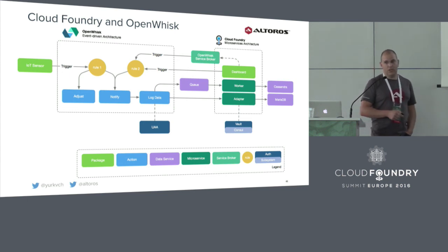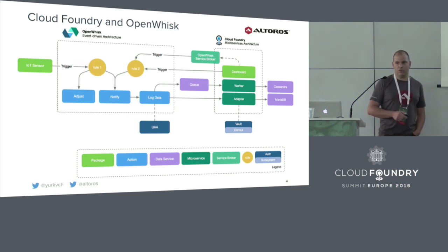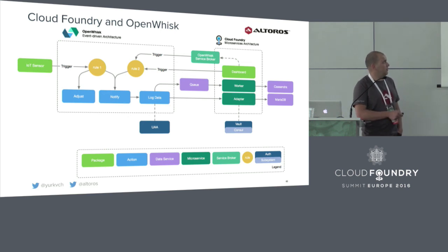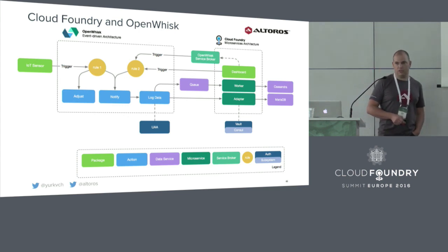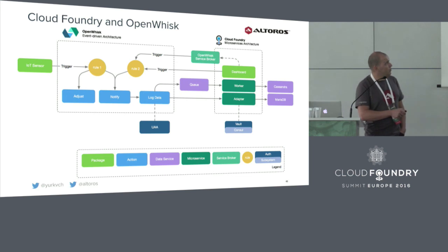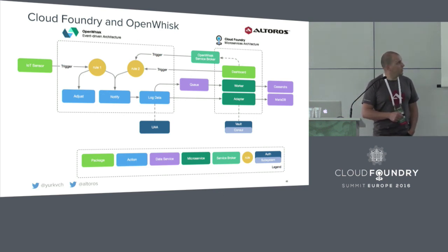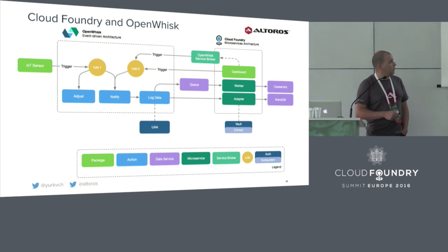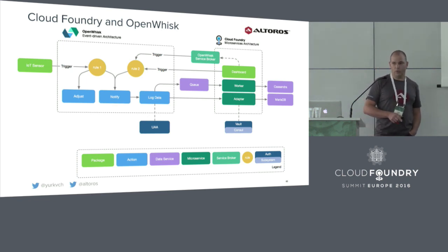And OpenWhisk, in its turn, will take advantage of the service farm of Cloud Foundry and, in this example, may work with a non-relational database that doesn't support ACID transactions through a messaging queue, like Rabbit or Kafka. It also may have adapters for a relational database like MariaDB, and it can be integrated with the UAA component of Cloud Foundry, so that there is a transparent authentication process for all the components of the platform.